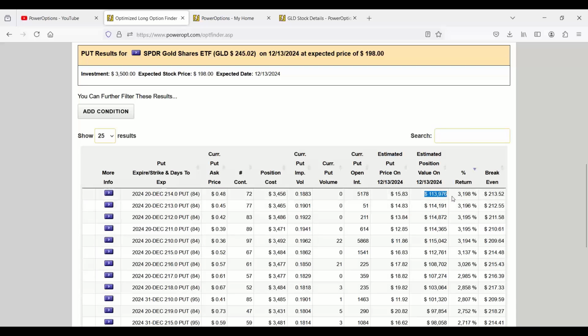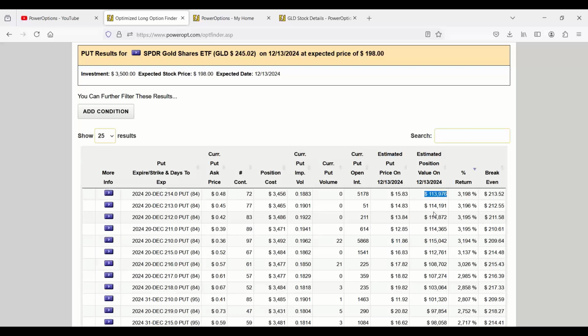The position would cost us $3,456, and we'd buy 72 contracts. It's the December 214 put in this case. So with the 48 cents premium, we make $15.83. We make $15 and roughly 40 cents times 72 contracts. The value of our position is $113,000. Let's just call it $114,000 to make the math simple.